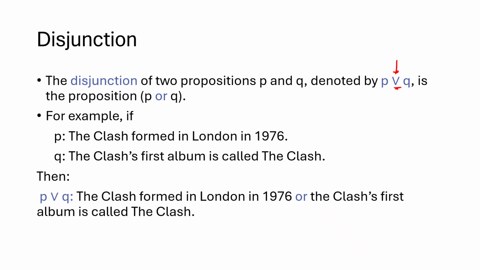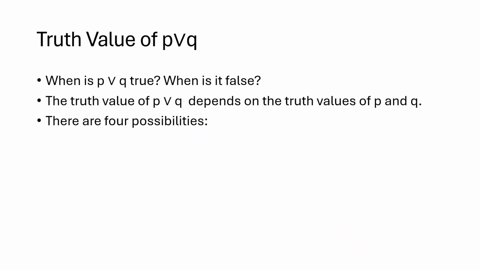Now, as an example, if we consider P to be the proposition that the band The Clash formed in London in 1976, and Q is The Clash's first album is called The Clash. So we have two propositions, P and Q. Now, P or Q will be the proposition that says The Clash formed in London in 1976, or The Clash's first album is called The Clash. So it's very simple. And obviously, now we need to talk about the truth value of disjunction.